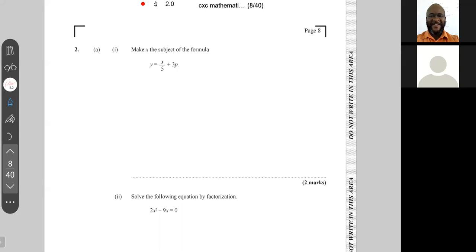All right, so this is January 2019, question number 2. Question number 2, part A I, is asking us to make x the subject of the formula. I'm guessing that there are at least maybe 2 ways to approach this, but this is how I would approach it. If I'm going to make x the subject, I need to get x by itself on one side.